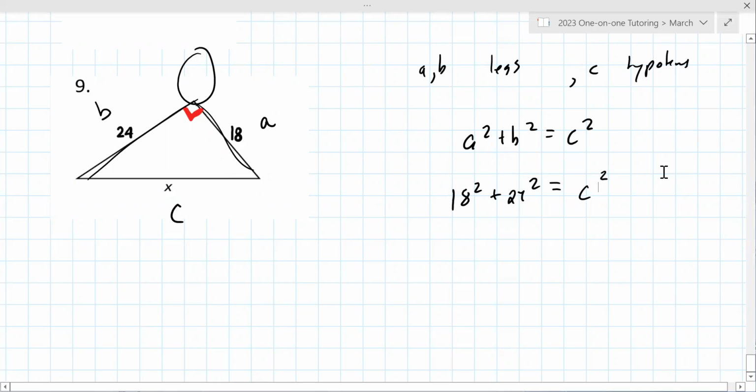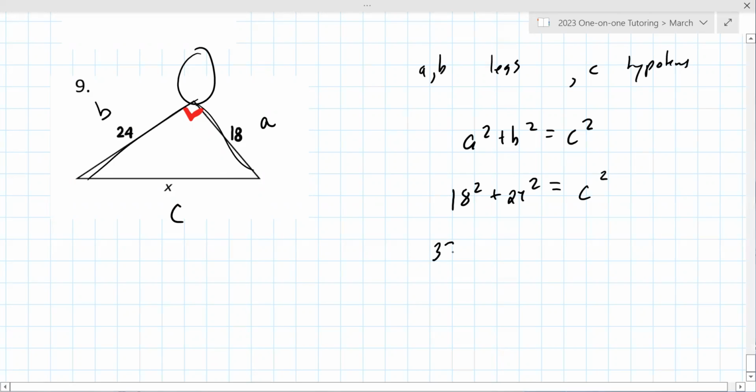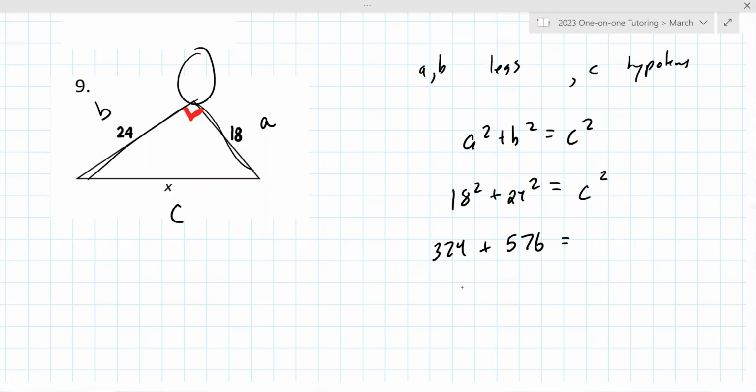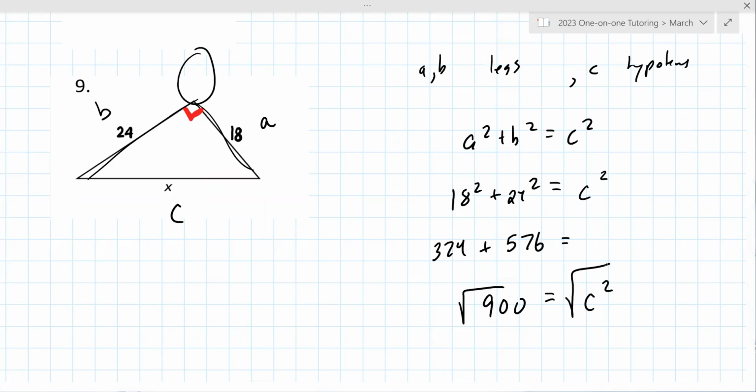Do you have a calculator handy for us today? Yes. All right, what is 18 squared? 324. Good. And do 24 squared? 576. Okay, go ahead and add those together. 900. Okay, now take the square root of both sides, and hopefully it works out nicely. 30. Okay.